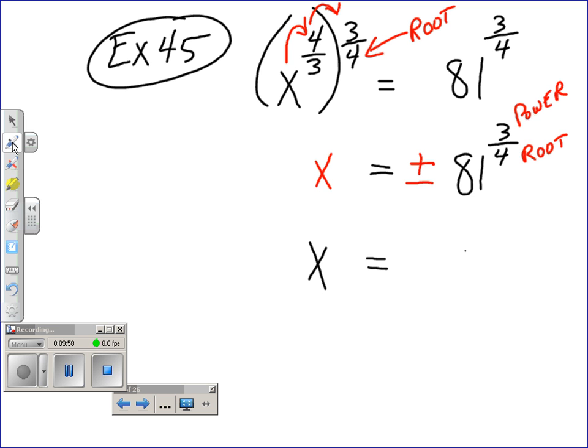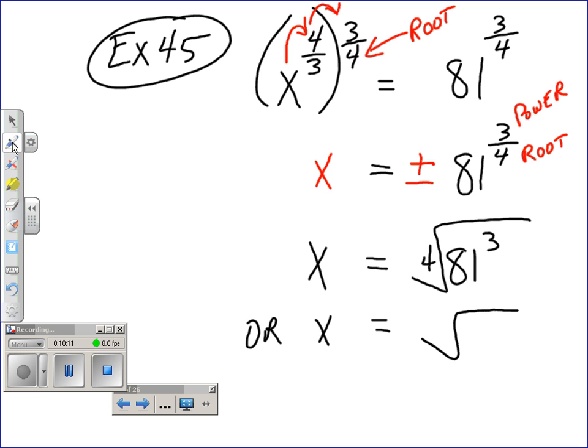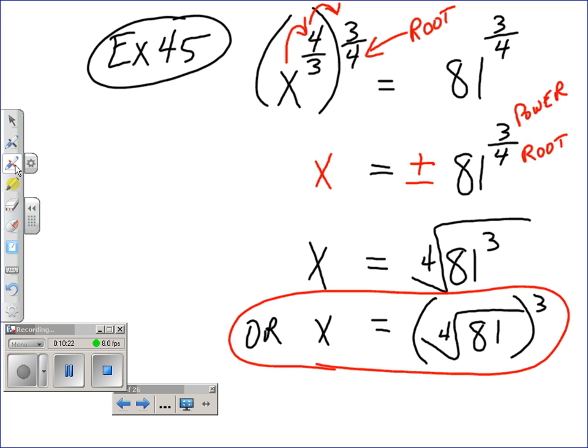We can do 81, and we can raise it to the third power first, and then take the fourth root second, or we can take the fourth root of 81 first, and then raise it to the third power. Now, I actually like this way better, and the reason is, when you take the root first, you turn 81 into a smaller number. And I like dealing with smaller numbers.